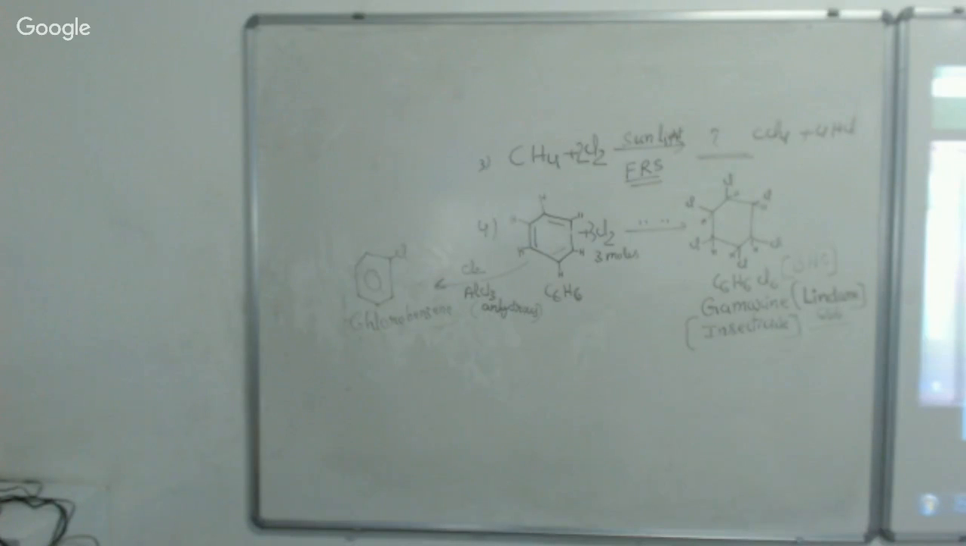It is good, but only markers can use. Markers, please. So, what is the next reaction for chlorine in the presence of anhydrous aluminum chloride?